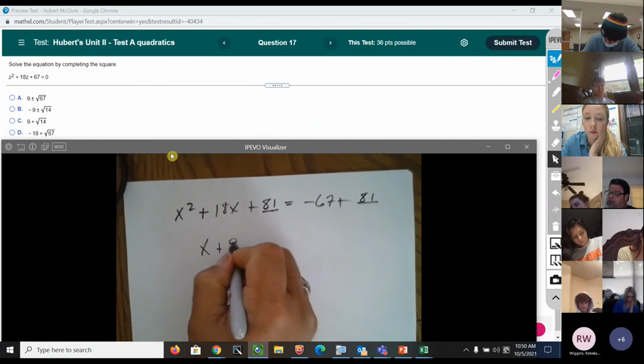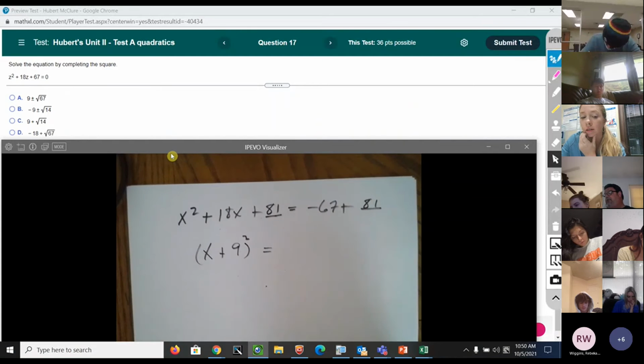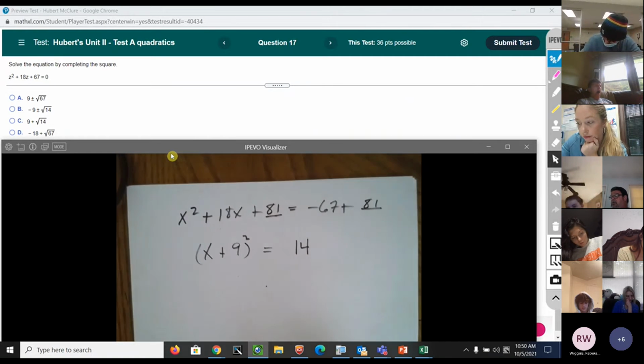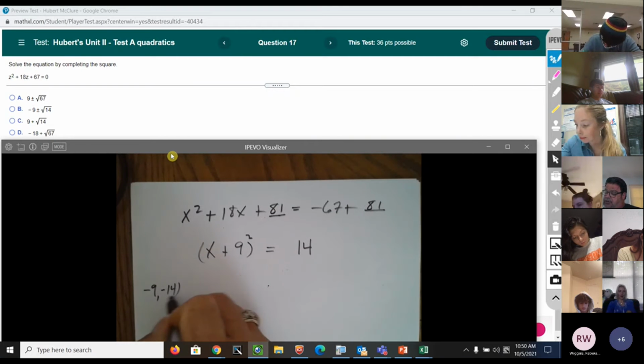(x + 9) squared is equal to, I have no idea, 14, I assume. Somebody check my math. 81, 11 minus 7 is 4, and 7 minus 6, I think that's right. And your vertex is (-9, -14). That's your vertex.